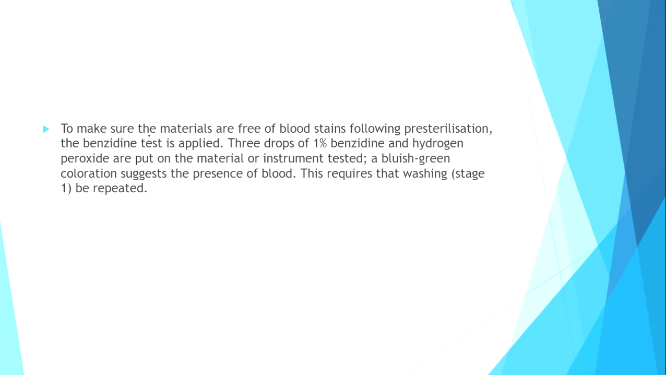To make sure the materials are free of blood stains following cleaning, the benzidine test is applied. 3 drops of 1% benzidine and hydrogen peroxide are put on the material or instrument tested. A bluish-green coloration suggests the presence of blood. This requires that washing stage 1 be repeated.